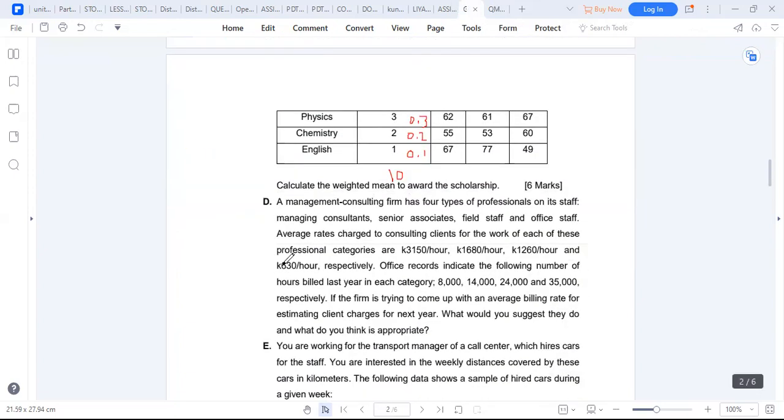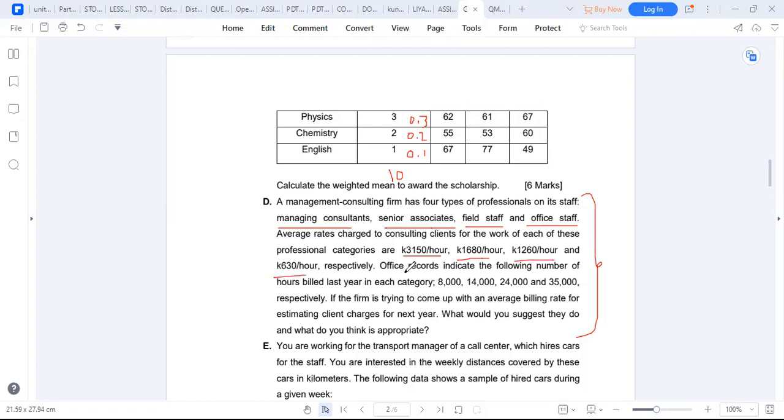All right, so we go to part D. We are told that management has a consulting firm. It has 4 types of professionals on its staff. We have the managing consultants, the senior associates, the field staff, and the office staff, and they charge in categories. Respectively, the managing consultants charge $150 per hour. The senior associates, $16.80 per hour. The field staff, $12.60, and the office staff, $6.30.